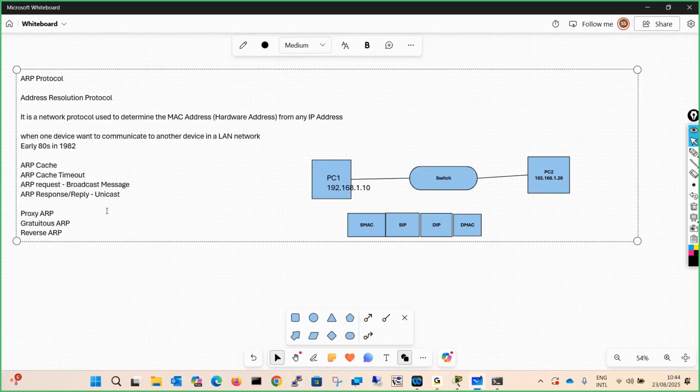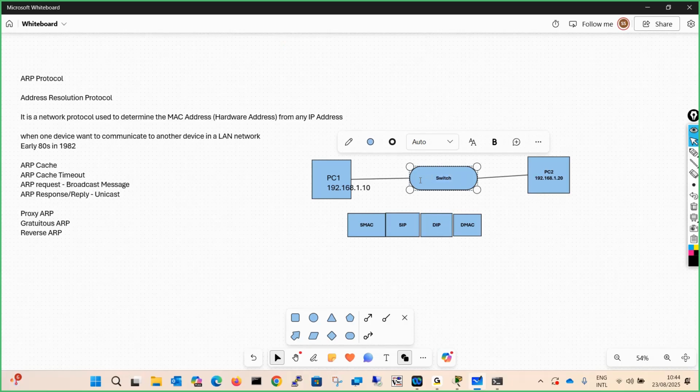Now let's say, for example, that instead of a switch this was a router. What is going to happen? PC1 wants to know the MAC address of PC2 to communicate. PC1 will prepare the ARP request, which is a broadcast message. As soon as it is received on the router, the router does not broadcast, right? A router is not a broadcast device. This packet will get dropped, because whatever is received on one port, the router doesn't broadcast on another port.